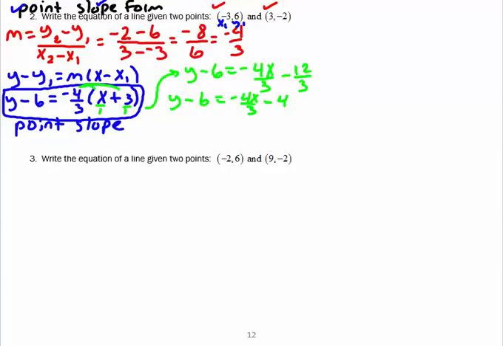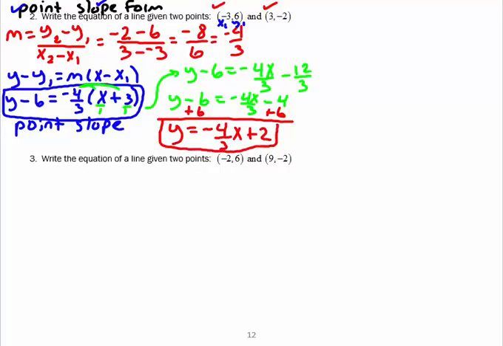To get y by itself, I'll add over the 6, and we'll end up with y equaling negative 4/3 x plus 2. That form is slope intercept. So I'll abbreviate slope intercept, INT.